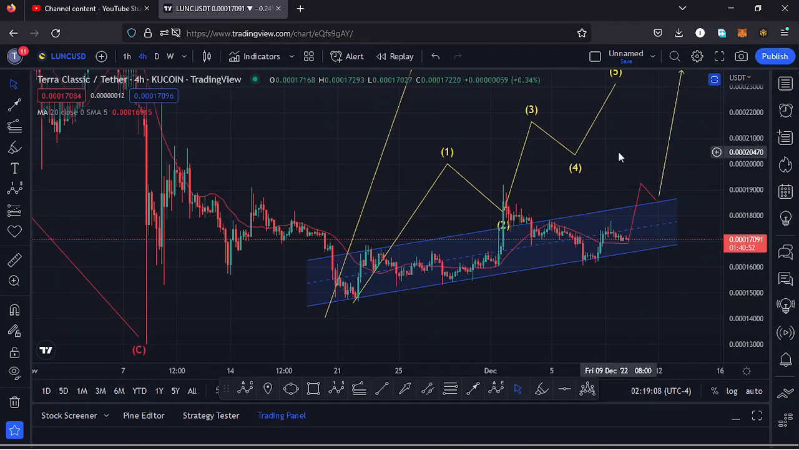And we also need to have in mind that there are still chances of making a new low in the formation of that higher Elliott wave count 2. So let's be patient and see how that plays out, and I'll keep you updated.